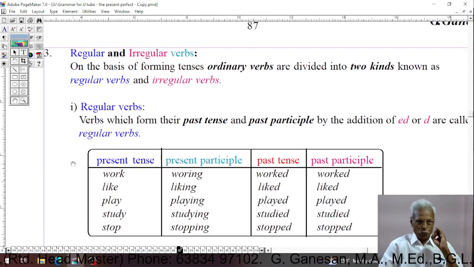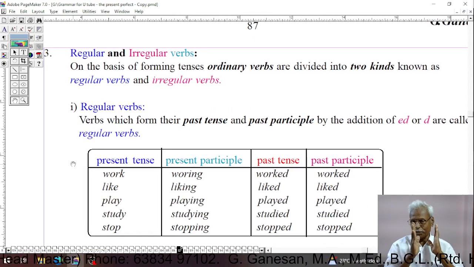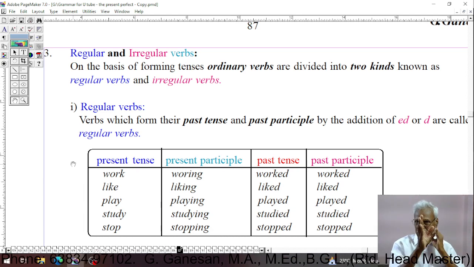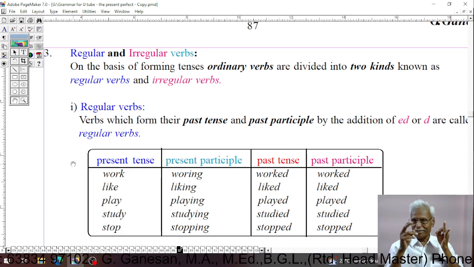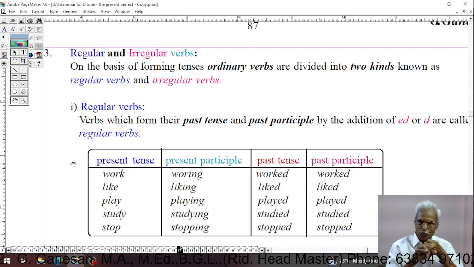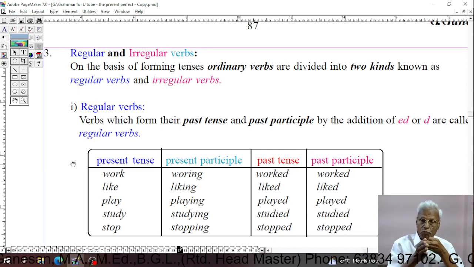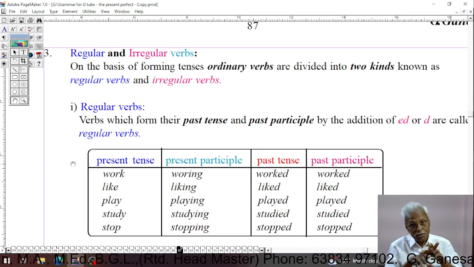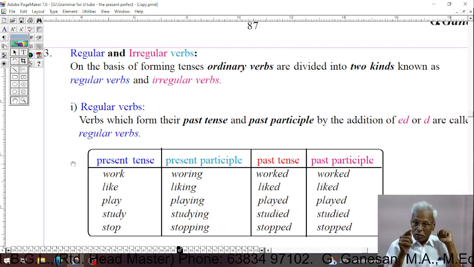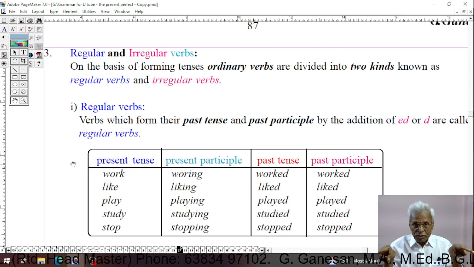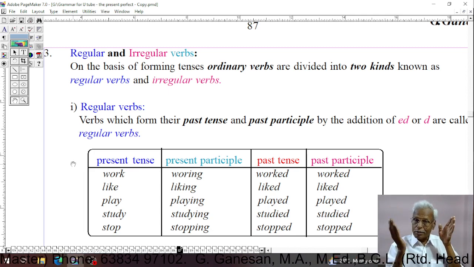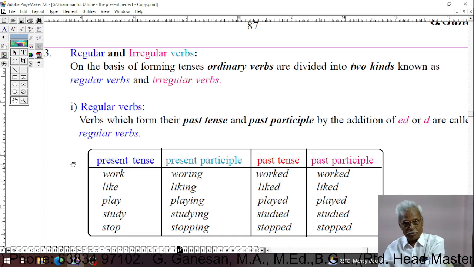Thus we have seen two points. First, the definition: what is a verb? Second, what are the kinds of verbs. Now the third one, on the basis of forming past tense and past participle, English verbs are divided into two classes known as regular verbs and irregular verbs.